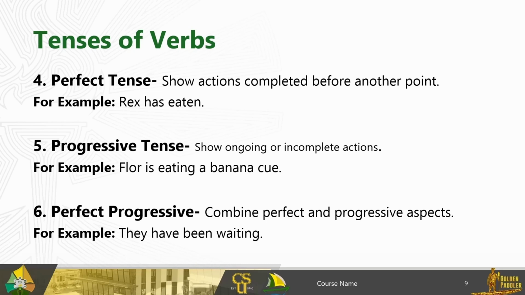Number 6, perfect progressive tense. It combines the aspects of both perfect and progressive tenses. Example, they have been waiting. It shows that they started waiting in the past and are still waiting now. Perfect progressive tense is formed with have been or its variations plus the present participle or verb plus ing and is useful for describing actions that started in the past, continue into the present, and may continue into the future.